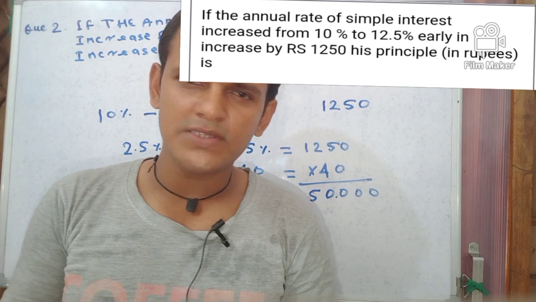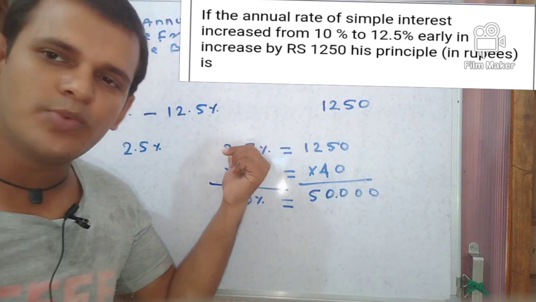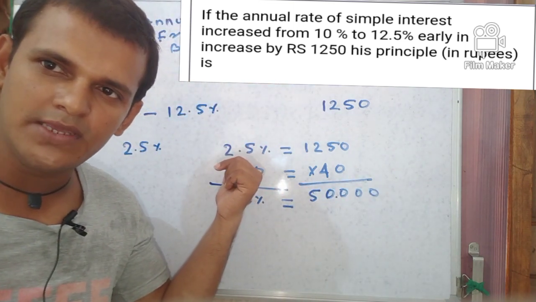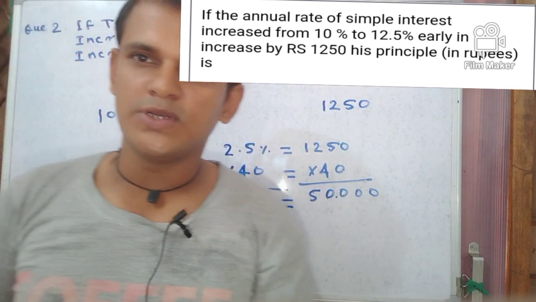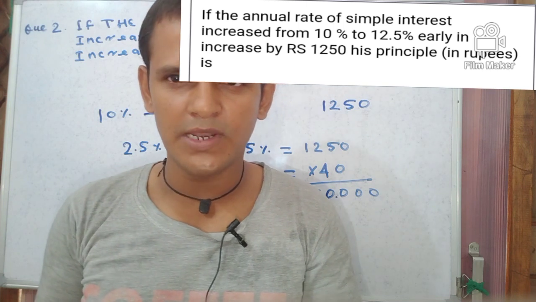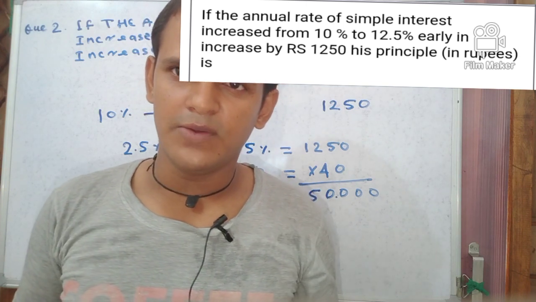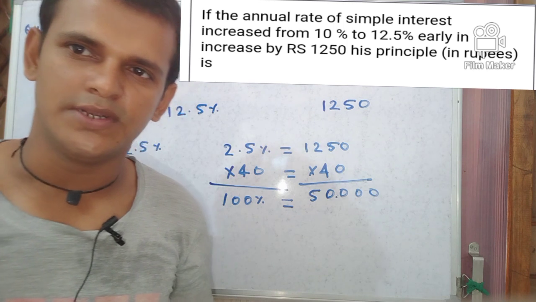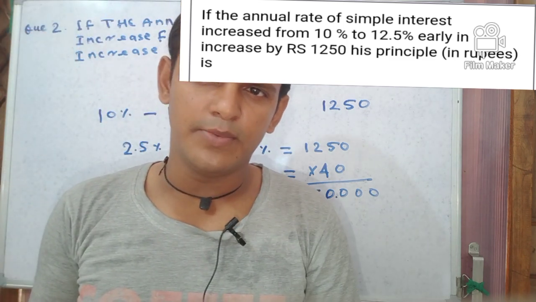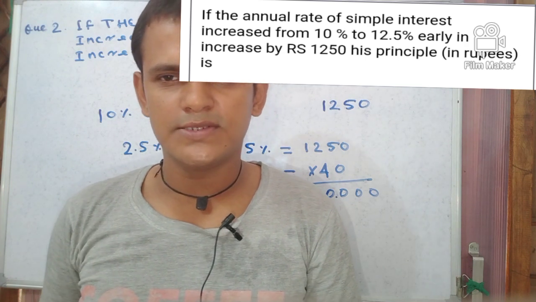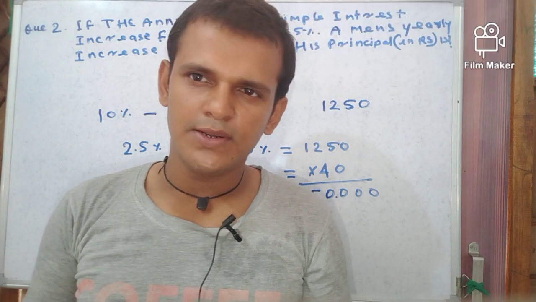Principal will be 100%, so make it 100%. 2.5 multiplied by 40 will be 100%. Similarly, 1250 multiplied by 40 will be 50,000. So our answer is, his principal is 50,000. So friends, move to question number 2.